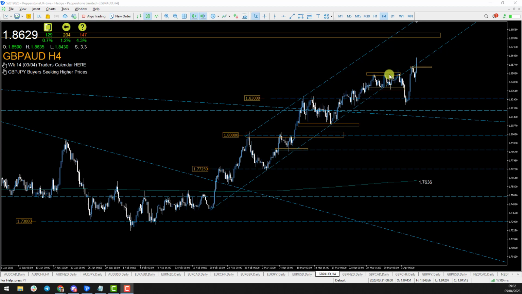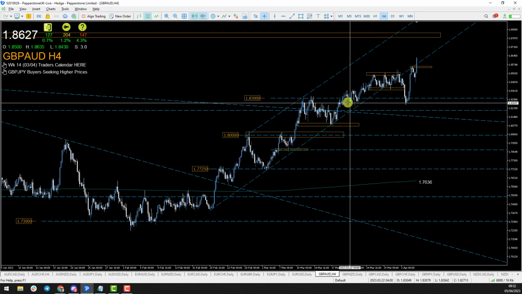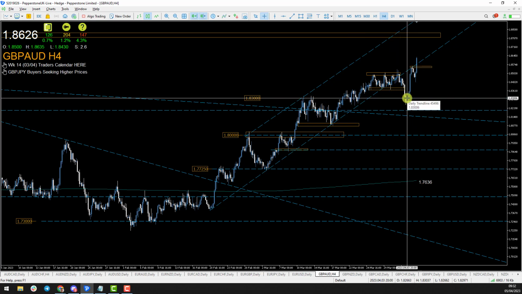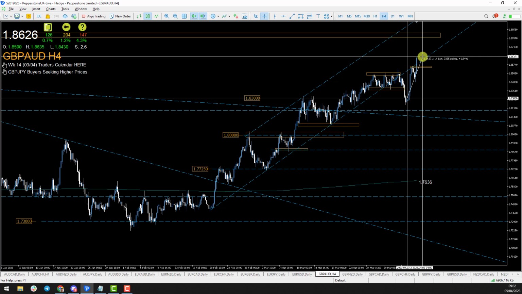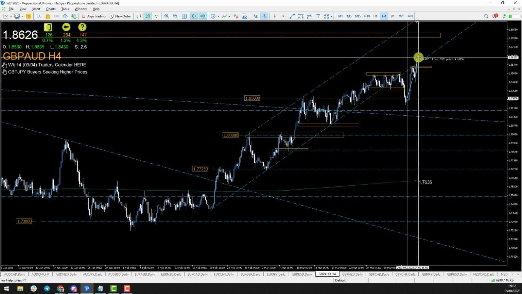Now, price ignored the range. I was kind of hoping that price would find support at the range, so we could stay within this bullish channel. However, price had other ideas and it came back down to the 1.83, even into these lows here around about the 1.8250. But really speaking, that 1.83 acted as support. Price has rallied 330 pips since then. So if you did catch that move there, you'd already be 330 pips up.